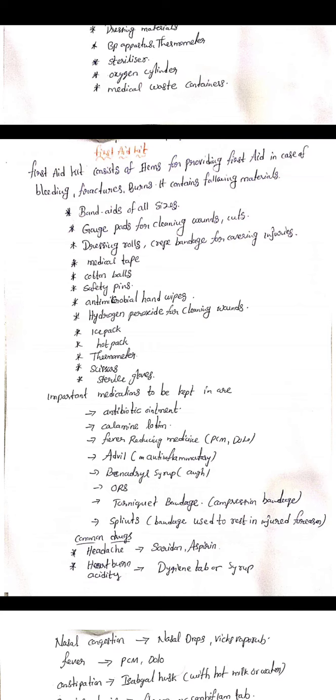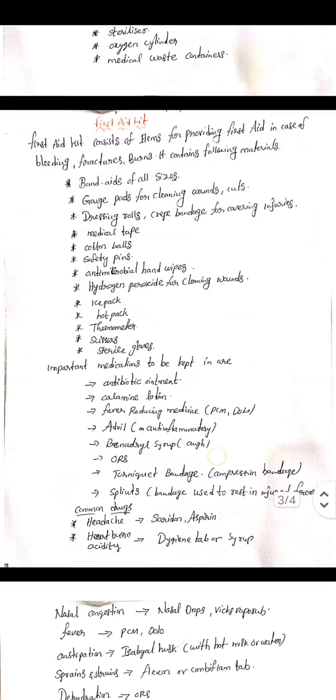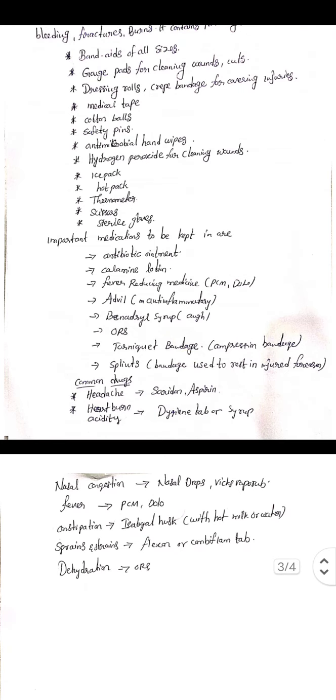Next, important medications to be kept in this first aid kit: first, antibiotic ointment. We have to keep some antibiotic ointment and calamine lotion. For skin infections we will be using calamine lotion. Fever reducing medicines, for example, paracetamol, Dolo. Everyone knows that. We have to keep these tablets in the first aid kit.